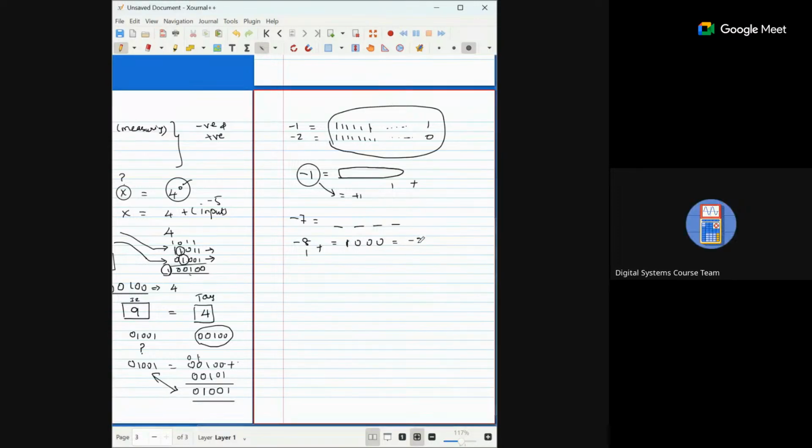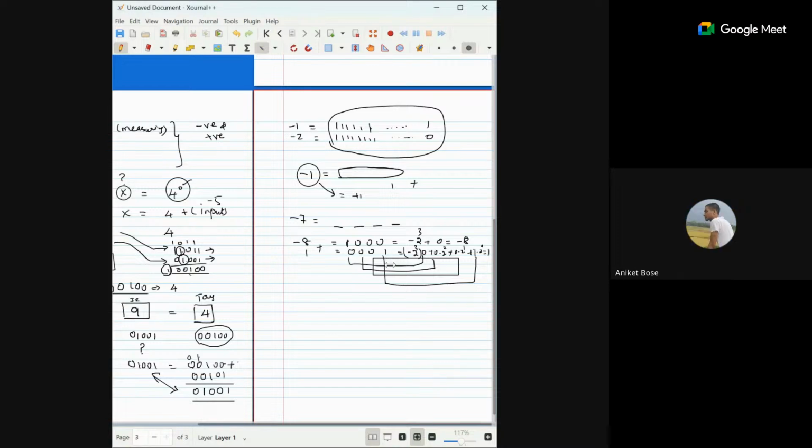That is -2 power 3 plus all the other terms being 0, which is equal to -8. What is +1? It is equal to 0001. Here it is -2 power 3 into 0, then adding 0 times 2 power 2 plus 0 times 2 power 1, and the last 1 times 2 power 0, which is equal to 1. Is it fine?